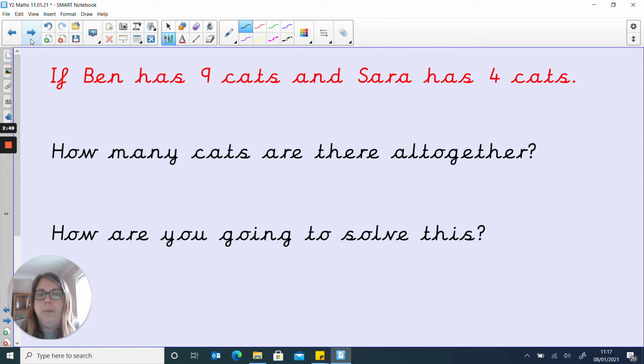Let's have a look at another one. We're going to do some number problems now, so the same methods. If Ben has 9 cats and Sarah has 4 cats, how many cats are there altogether? Because we've got the word altogether, we need to bring those 2 numbers together to work out the answer. So again, you could either get 9 and 4 of something in your house, you could put 9 in your head and count on 4, or you could use your number bonds, knowing that 4 is made up of 1 and 3, and your 9 and your 1 makes 10, and then you've got your 3. Again, it depends on you.